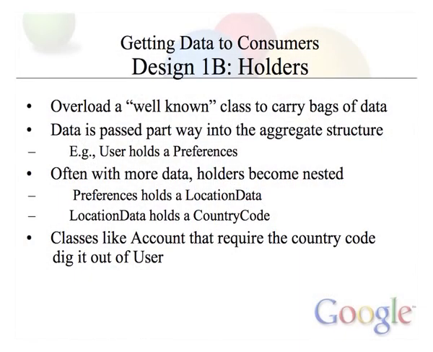So then when we have this user being passed around, classes like account that require a country code have to dig it out of the user. And what this looks like in practice is an account takes a user, it wants a country code, but it goes to the user and it gets the preferences out. And then it takes the preferences and it gets the location data out. And then it takes that location data and it finally gets the country code. And that's the piece that it really wanted. Has anyone seen this code? Okay, everyone in the room has seen this code.